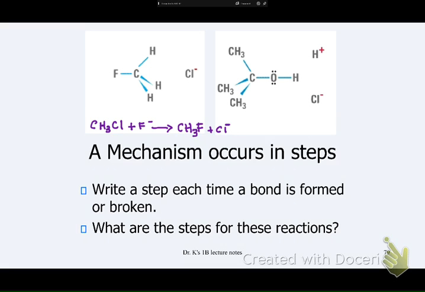Now, did you see how smooth the transition was? As the one came in, it pushed the other one out, and it happened all in one step.